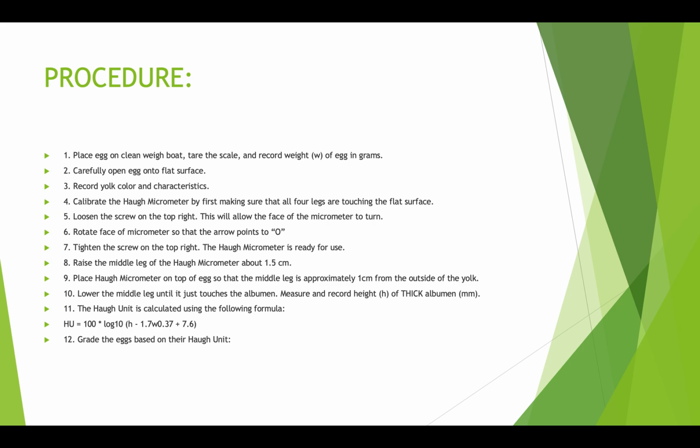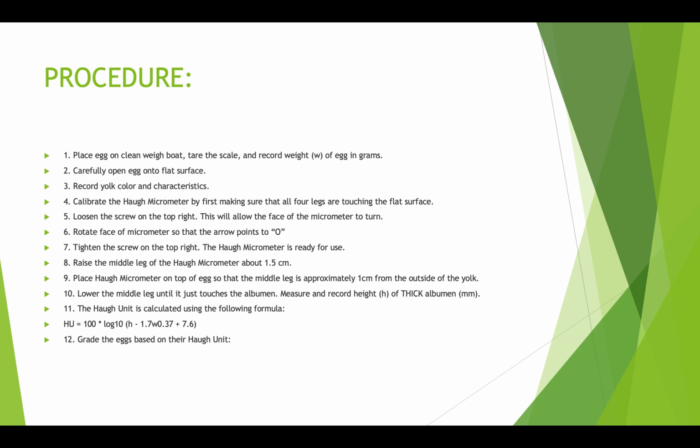Calibrate the Haugh micrometer by first making sure that all 4 legs are touching the flat surface. Loosen the screw on the top right side. This will allow the face of the micrometer to turn. Rotate the face of the micrometer so that the arrow points to 0. Then tighten the screw on the top right. Now your instrument is ready to use.